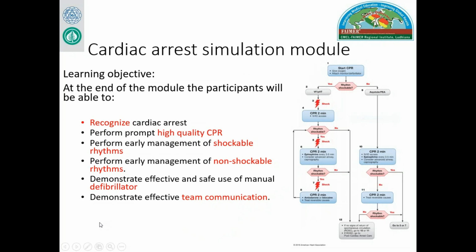Today I'm going to share the module of cardiac arrest simulation. As we know, when we work in a stressful situation, our IQ drops rapidly. And maybe that is the reason why we chose cardiac arrest, because what could be more stressful than a cardiac arrest event in the emergency, right? So that's why we chose the topic.